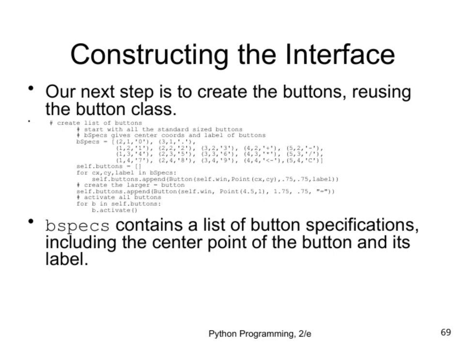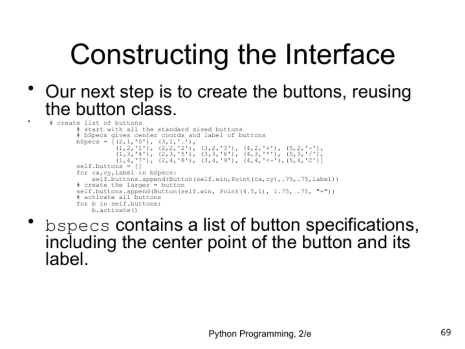All right, now that we've set up our window, the next step is to create the buttons themselves, and we do this by reusing the button class we've defined earlier. First, we prepare a list called bspecs, which contains the specifications for each button. This list includes the center coordinates and the label for each button, making it easy to position and identify them. For example, you'll notice the standard-sized buttons like 0, 1, 2, 3, and so on, each with specific center points. The list also includes special buttons like the plus, minus, multiply, divide, and the clear button.